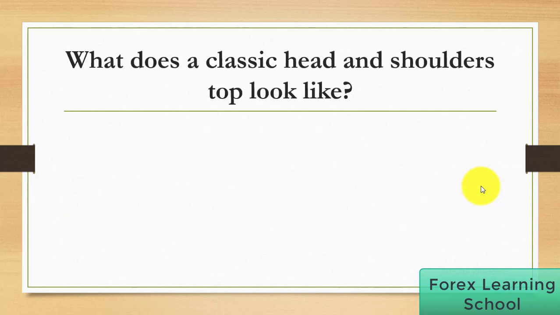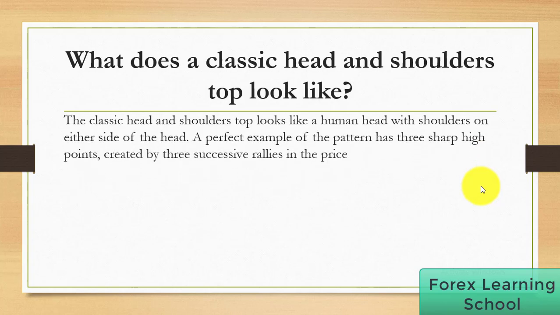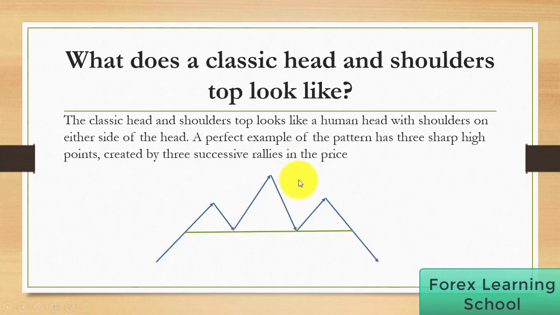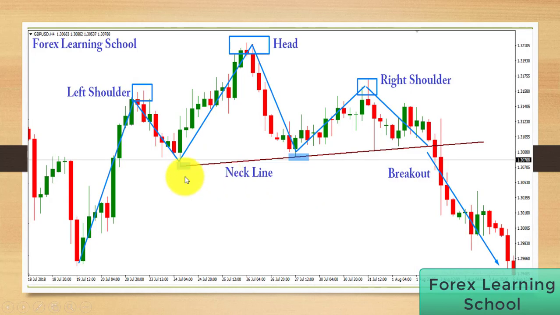What does a classic head and shoulders top look like? The classic head and shoulders top looks like a human head with shoulders on either side of the head. A perfect example of the pattern has three sharp high points, created by three successive rallies in the price. In this example, we can easily see the head and shoulders pattern.